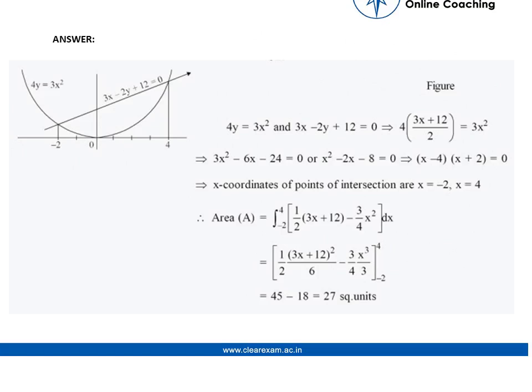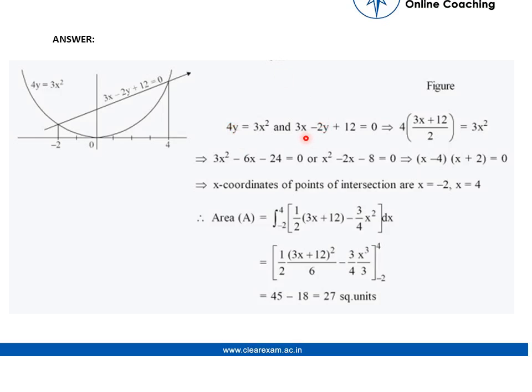So the second question was to find the area between these two curves. So before finding the area we need to know about these intersection points. So for finding the intersection point, what we can do is, we have two equations of the curves. Let us take the y value from here and substitute the y value here.